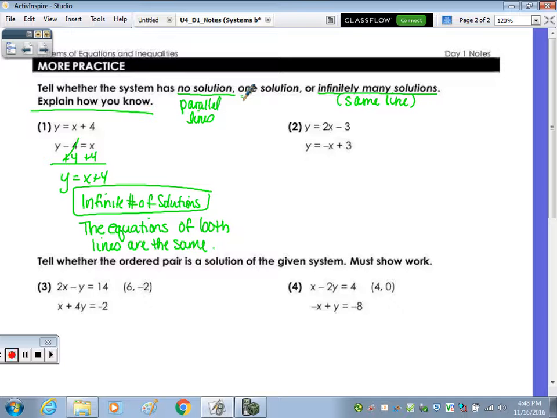Okay, so let's look at the equations in number two. Here we have a slope of 2 and a y-intercept of negative 3. Here we have a slope of negative 1 and a b-value of 3. So because they have a different slope, okay, we know that they're going to have one solution.